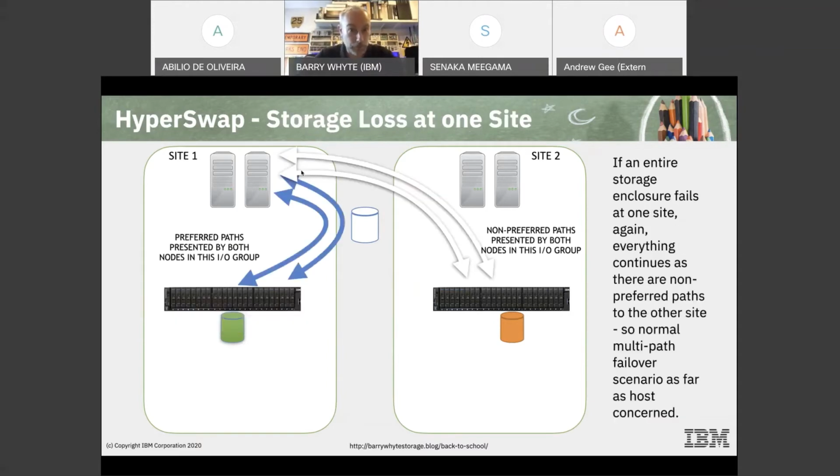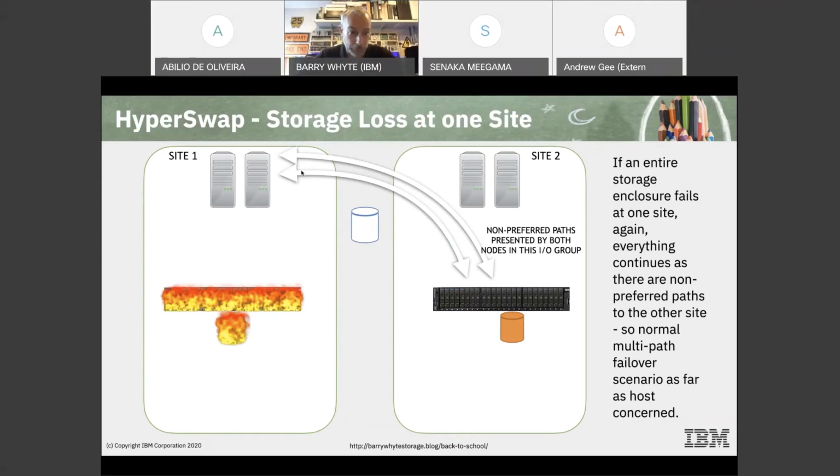If we have a storage loss at one site, so in this case we're seeing all the same paths we normally do, and this time we lose the storage system itself. Well, that takes away all of those preferred paths, but if our servers are still up and available at site 1, then at that point we're going to use those non-preferred paths. And we still have caching, we still have all the redundancy, because we still have 2 nodes in the other site that are providing the access.